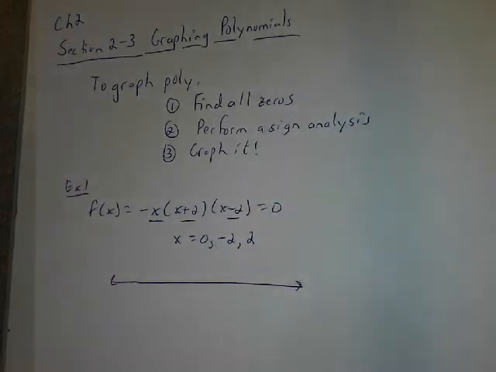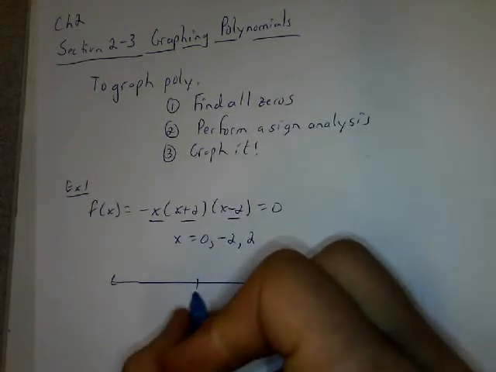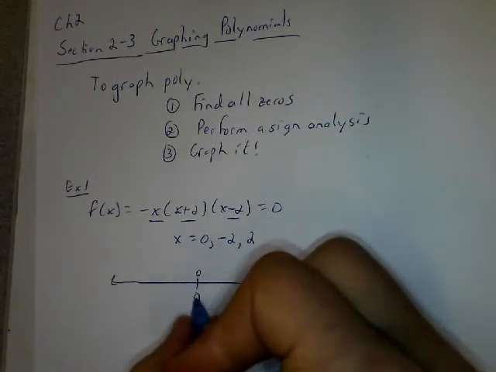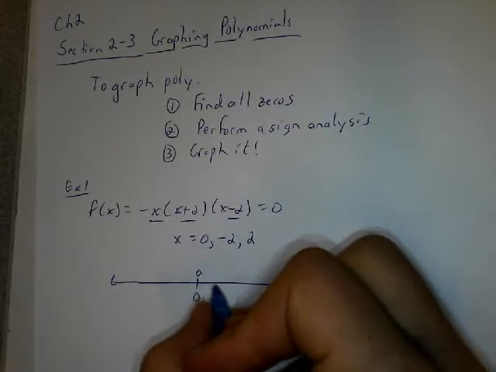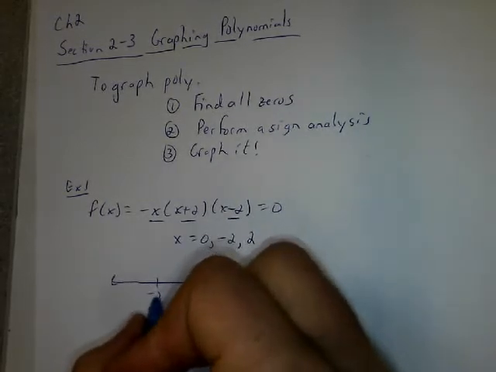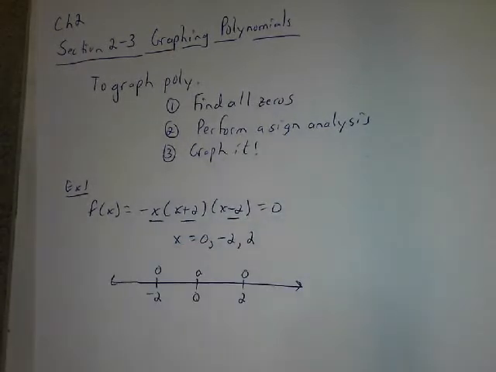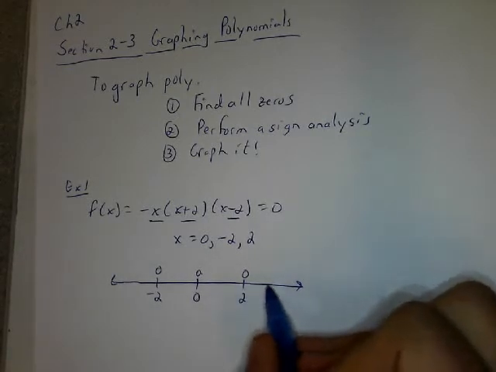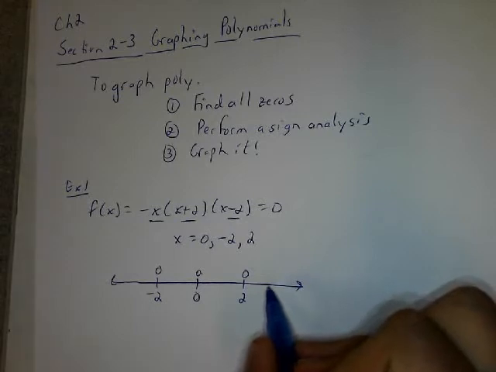A sign analysis is basically a number line where we put the zeros on it. At 0, we have an answer of 0. At 2, we have an answer of 0. At negative 2, we have an answer of 0. This skill we use widely throughout the course as well as calculus. Lastly, we plug numbers in from each interval to see if they're positive or negative. You don't need exact values, you just need to know if they are positive or negative.